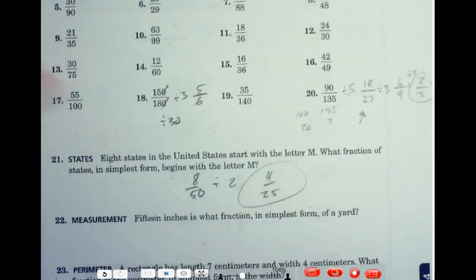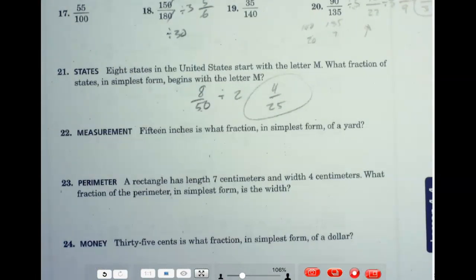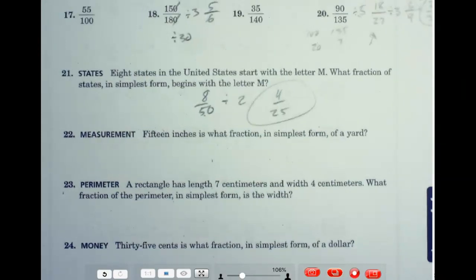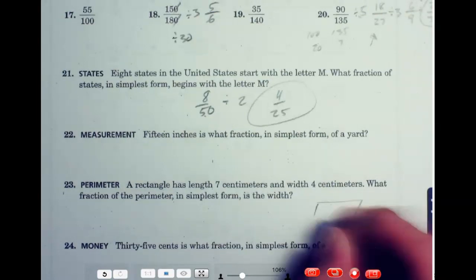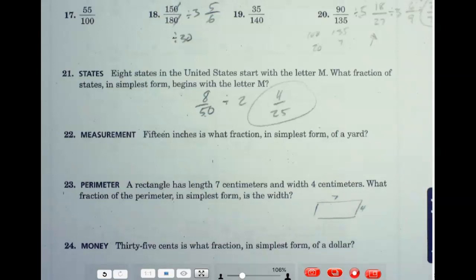What else we got here? Take a look at this perimeter one. That looks a little weird. A rectangle has a length of 7 centimeters and a width of 4 centimeters. What fraction of the perimeter in simplest form is the width?